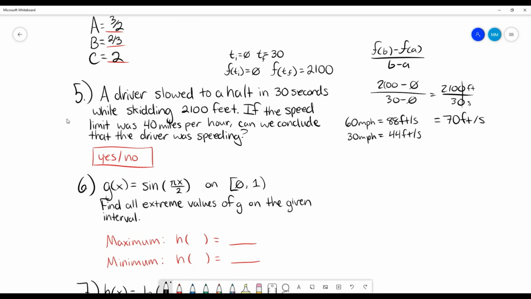I've got myself a little stuck here. Did not consider that. So speed limit was 40 miles per hour. Well, I know that 45 miles per hour would be a solid 66 feet per second. No, that's incorrect. It would be 70 something. So that doesn't actually help me. Shoot. Am I dumb? Hold on.